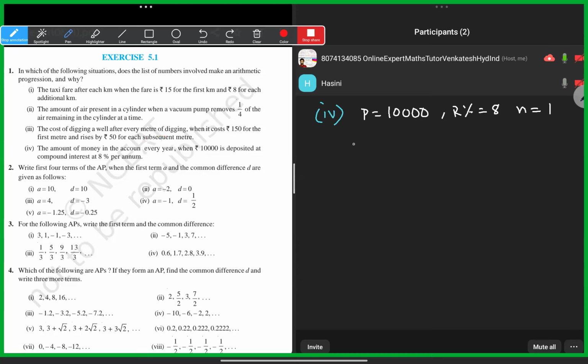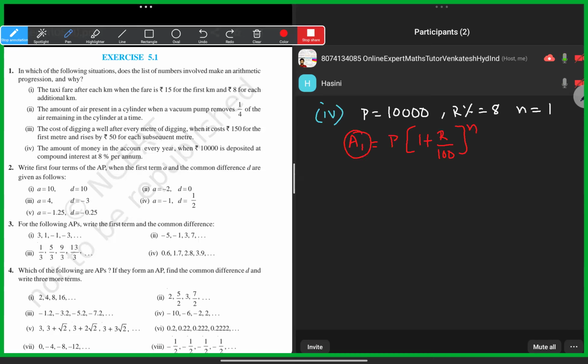First I am finding amount 1. Amount 1 means what? The amount after the first year. The formula is A is equal to P into 1 plus R by 100, whole power n. This is the formula to find the amount in compound interest cases. So here I wrote A1.